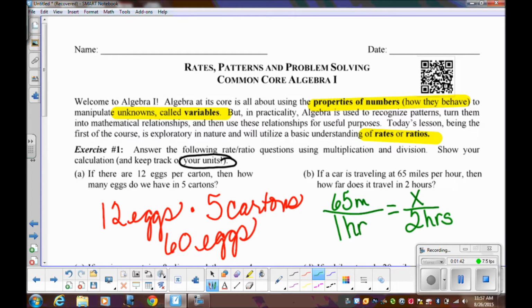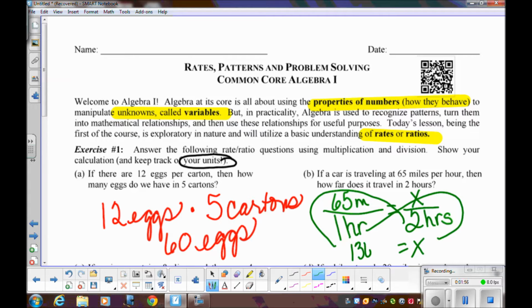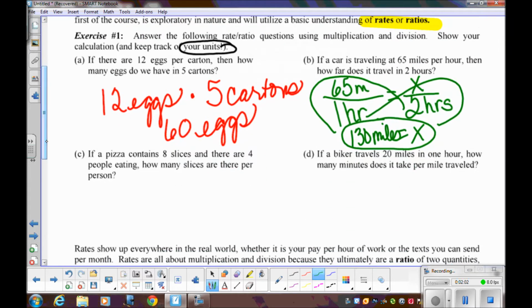Doing a little cross multiplying there, we end up with 1 times X, which is just X. And then 2 times 65 gives me 130 miles. Okay. Not going to do C, but I will give you the answer: 2 slices per person.